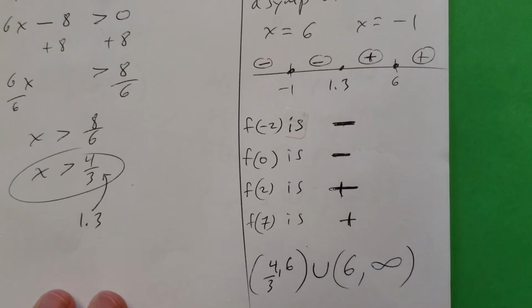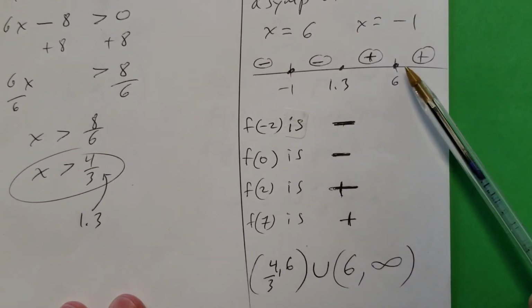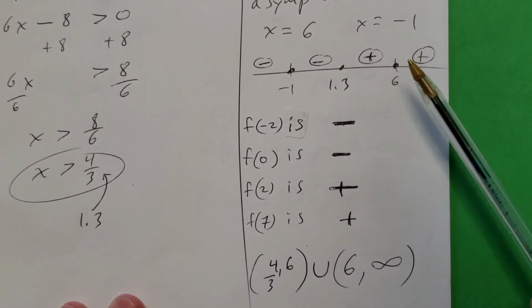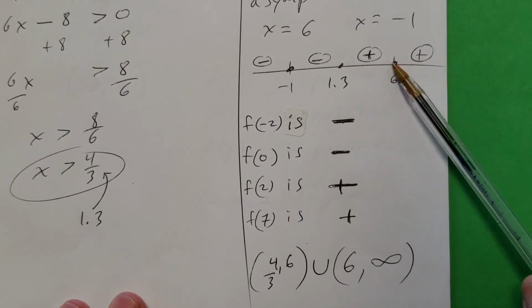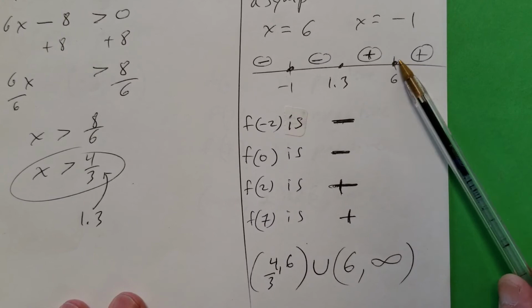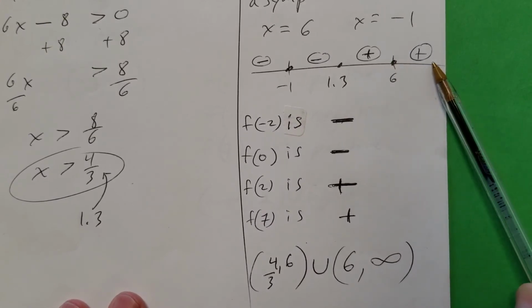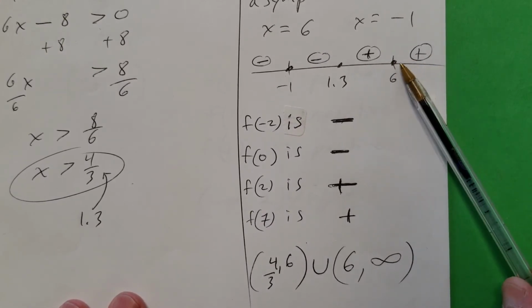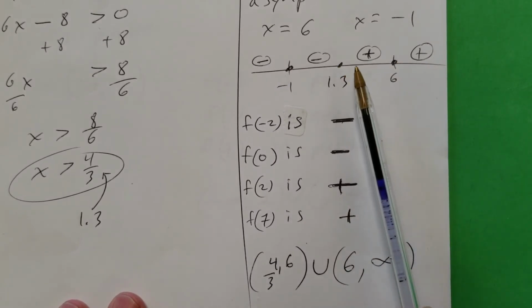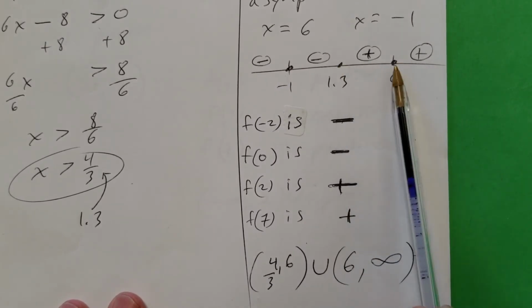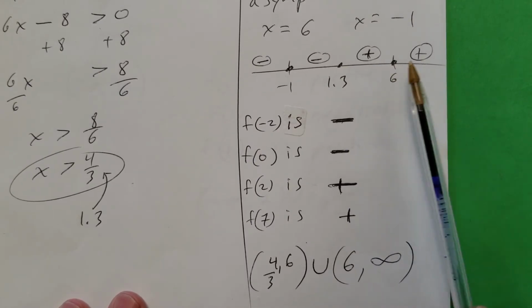Now, at 6 is an asymptote. Do you remember what asymptote means? We touch that line, but we never reach it. So there is no answer at 6. So we kind of have to split up the answer. Right? There's nothing there. So we have to say from 1.3 to 6 and from 6 to infinity, but not including 6.